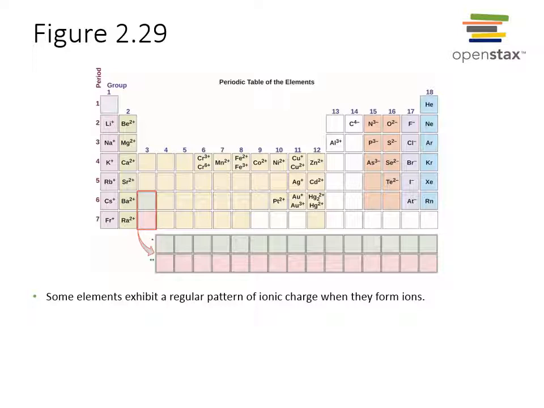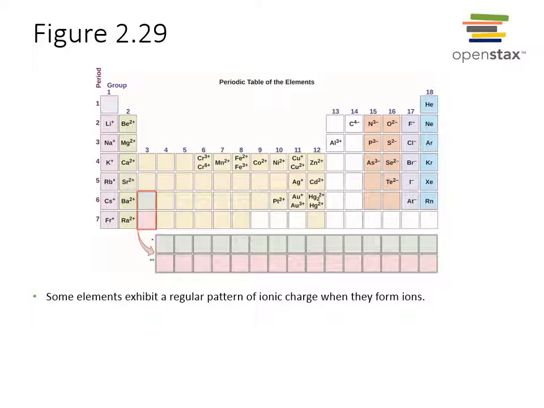From the other side, the last column, group 18, the noble gases, notice there are no charges shown because they don't tend to form ions at all. But if we go from right to left, we have 0 for the noble gases, -1 for the halogens in group 17, -2 for the oxygen group, -3 for the nitrogen group.